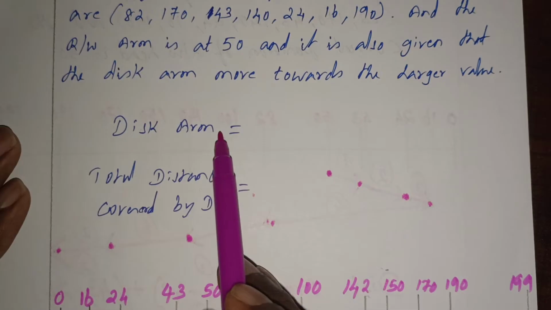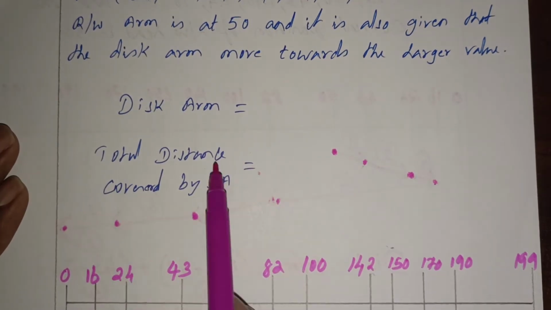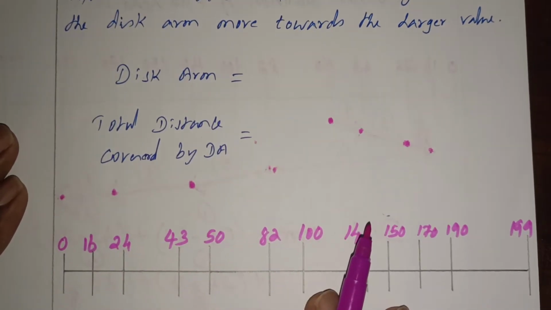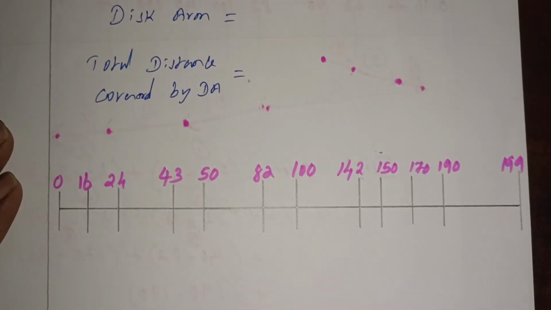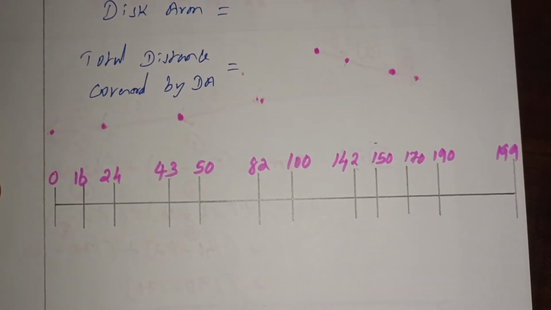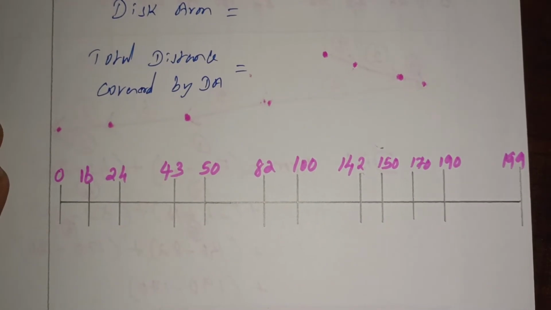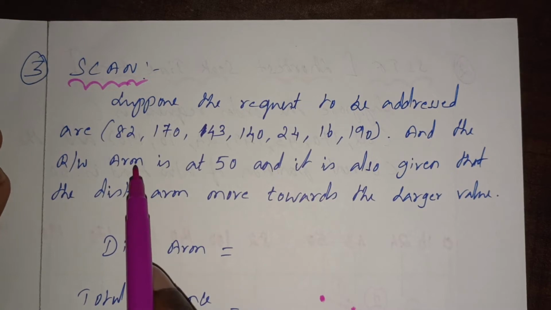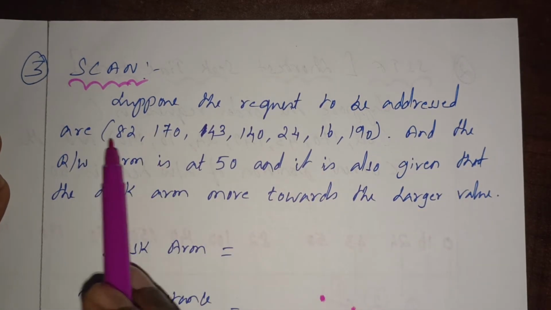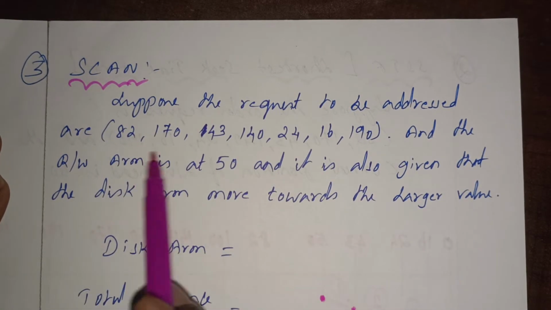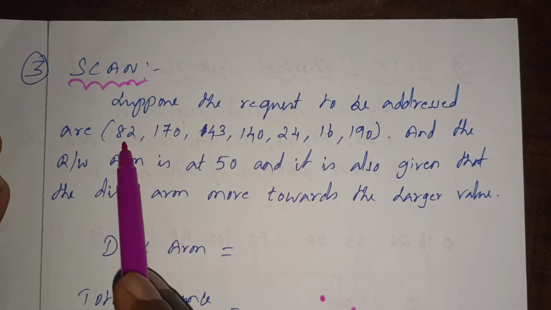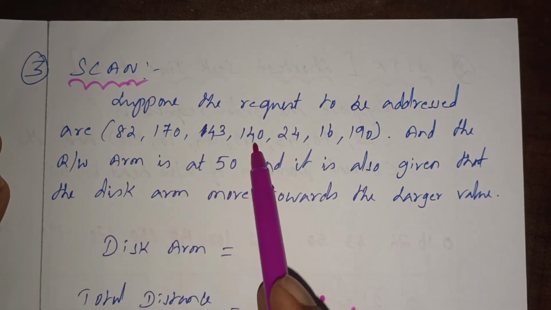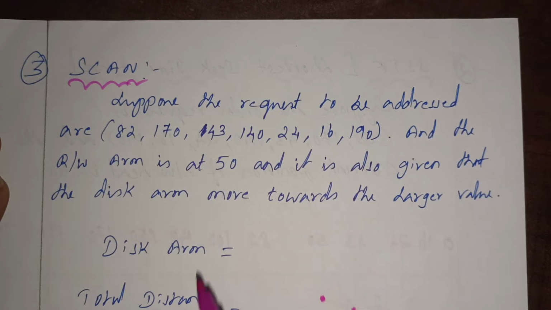So we are going to check the disk arm and the total distance covered by the disk arm. Let's check whether this algorithm is more effective than the previous one. Here you can see the question. The same requests I have taken for all three algorithms: 82, 170, 43, 140, 24, 16 and 190.